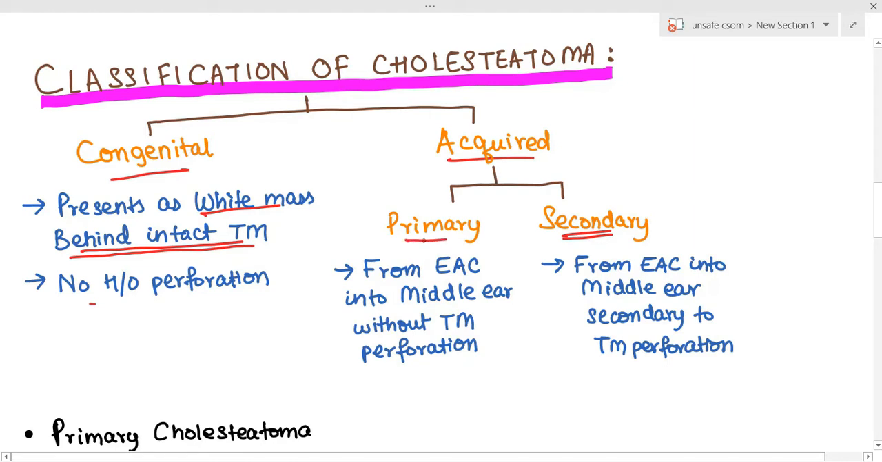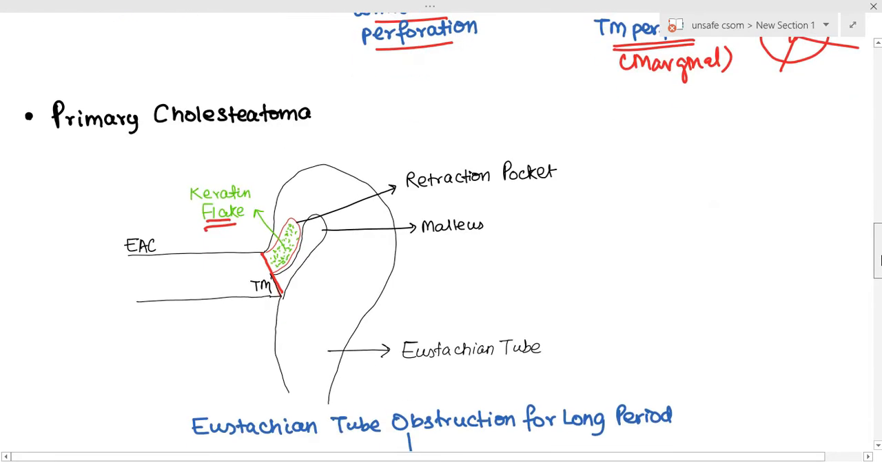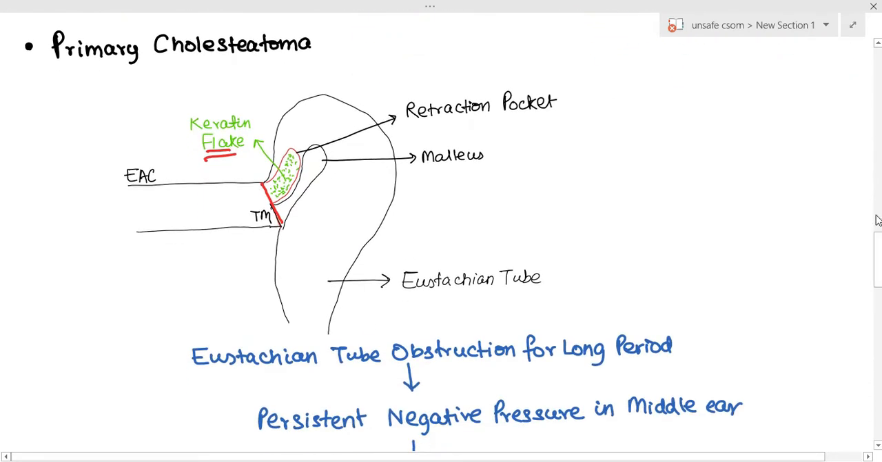In primary acquired cholesteatoma, there is migration of the epithelium from the external auditory canal into the middle ear without any tympanic membrane perforation. In secondary cases, the migration from the external auditory canal into the middle ear is secondary to a tympanic membrane perforation, and it is usually a marginal perforation on the posterior superior aspect of the tympanic membrane. This is the site. Now let's talk about primary cholesteatoma in a bit more detail. As you may have known by now, primary cholesteatoma has something to do with the Wittmaack theory, because it is one and the same.